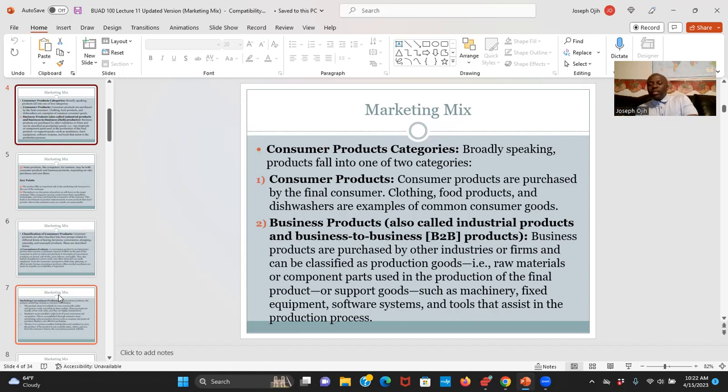Then we have software systems. Companies buy them from another company to be used for providing their services or in manufacturing. It also includes tools that assist in the production processes. So we call them business to business products.